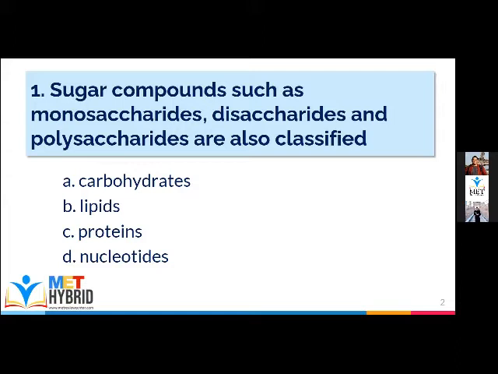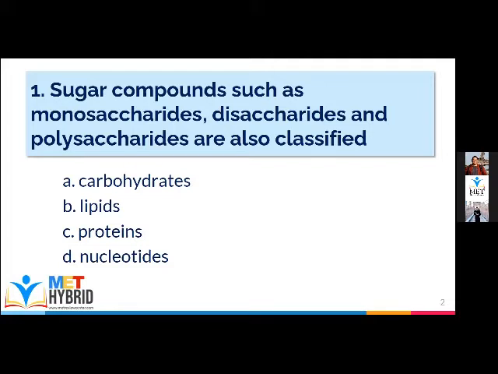Sugar compounds such as monosaccharides, disaccharides, and polysaccharides are also classified as: A, carbohydrates; B, lipids; C, proteins; D, nucleotides. So lahat ay nag-A. So tama po kayo. For question number one, our answer would be letter A, carbohydrates. So basically, just a short review.